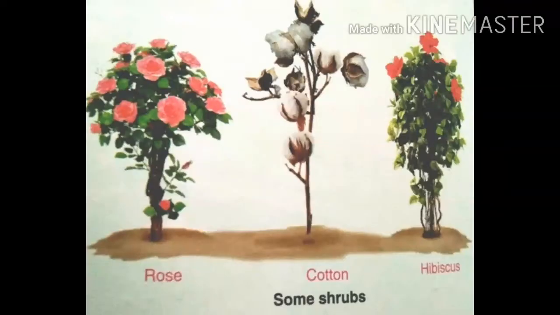Next one, shrubs. Shrubs are medium sized plants with thin branches starting from just above the ground. The stem is hard and thin. For example, rose, cotton, hibiscus and henna. These all are examples of shrubs.